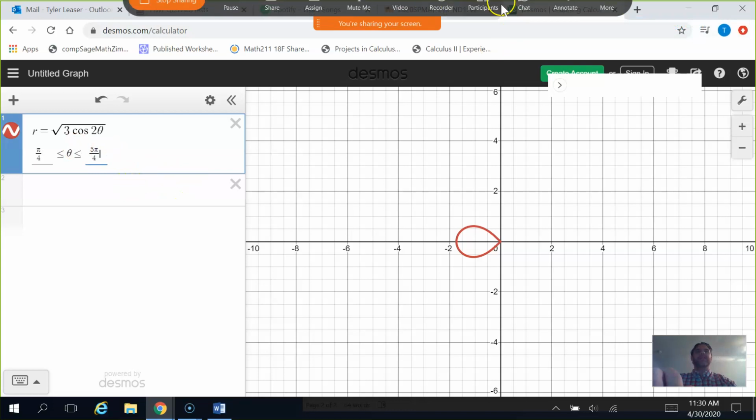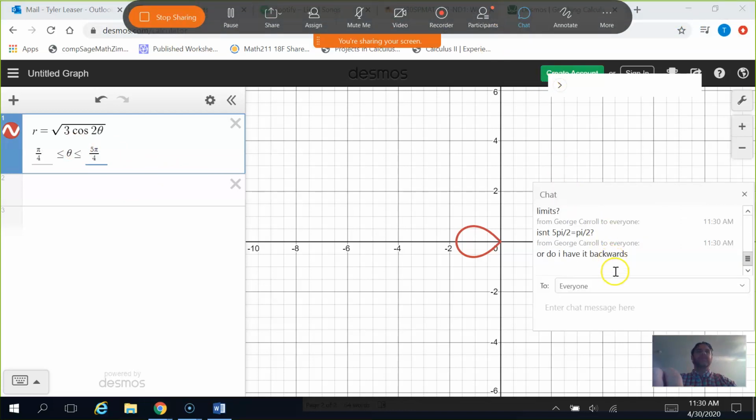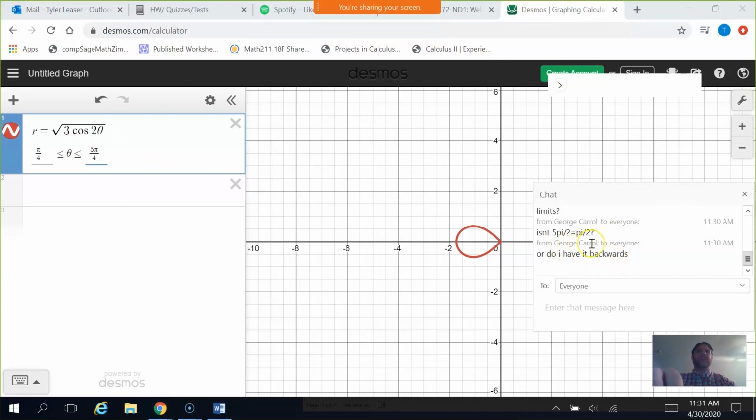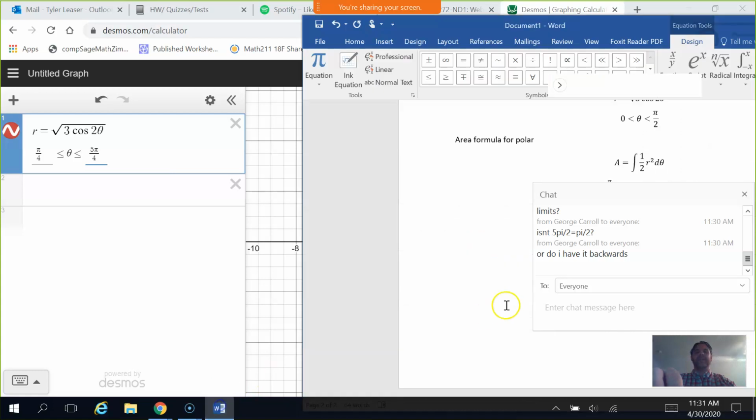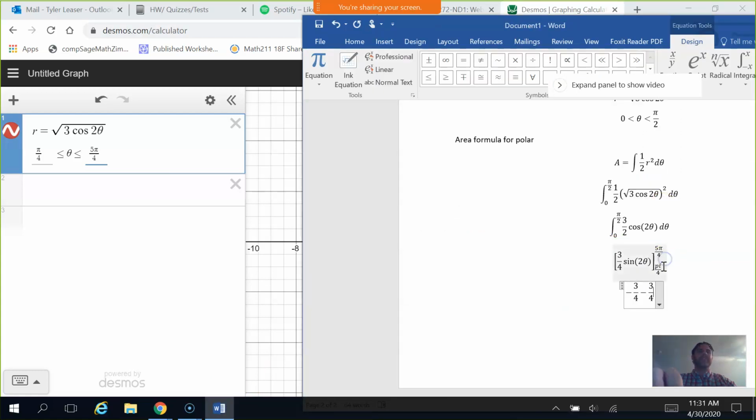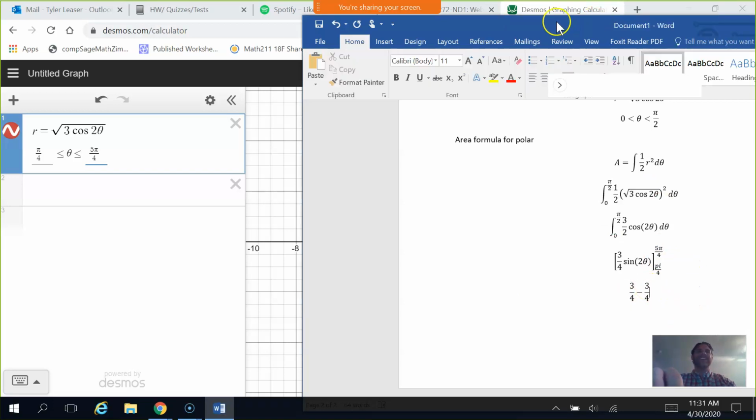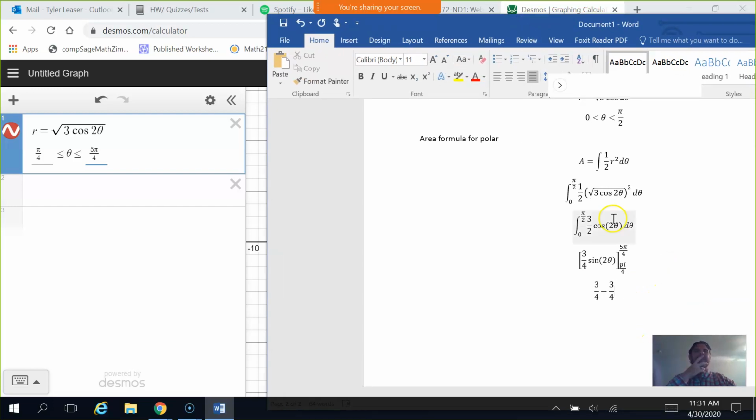What was that? 5 pi over 2 is the same thing as pi over 2. I guess it would be, wouldn't it? Yeah, you're right, it would. So we would still get 0 if we did it that way. Oh no, I did. Oh man. Crud. You're right, George.